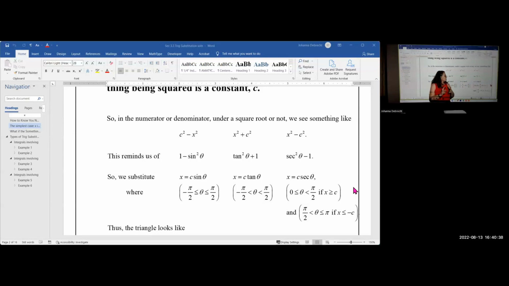So we're looking at these, and you can see that I'm making a substitution here, that this constant squared is going to correspond to the 1, and this variable x squared is going to correspond to the trig function being squared. Now, if that's the case, we can make what's called a substitution. And the substitution is going to be x, the variable thing being squared, is going to be equal to the constant, not the constant squared, but the constant times the trig function, not the trig function squared, but the trig function. So x equals c sine theta, or in the middle, x equals c tangent theta, and on the right, x equals c secant theta.